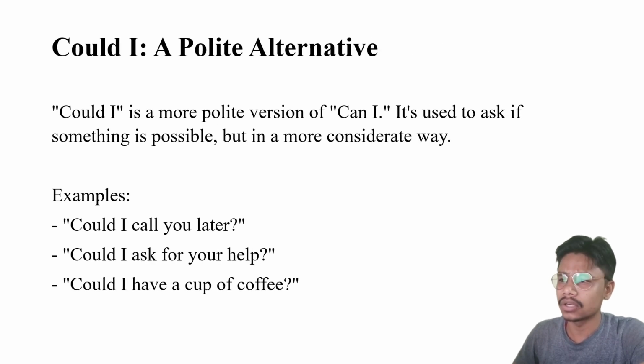Could I? A polite alternative. Could I is a more polite version of can I. It's used to ask if something is possible, but in a more considerate way. For example, could I call you later? Could I ask for your help? Could I have a cup of tea?